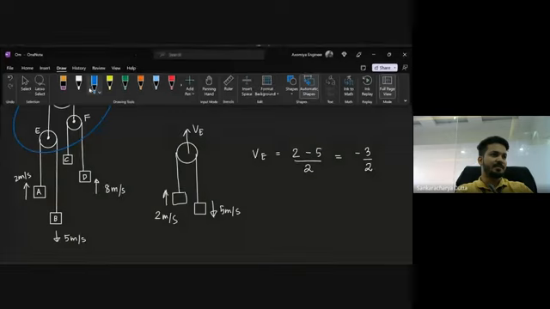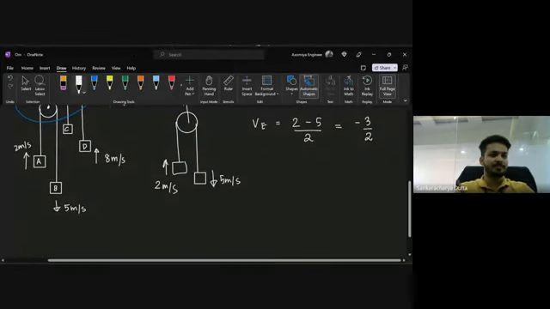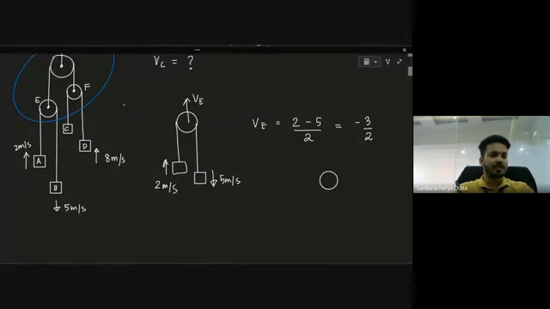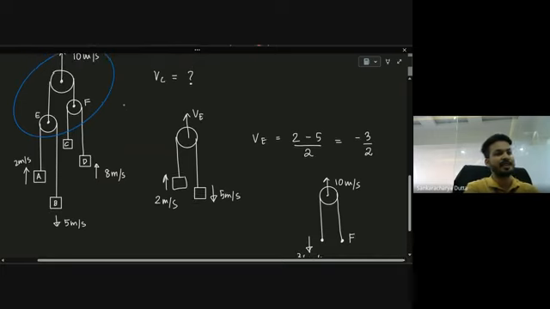In this new system, you have one pulley which is going up by 10 meter per second. This is connected to another end which is going down by 3 by 2 meter per second. How do I know this is 3 by 2? We just found out. And there is this other side which is connected to obviously F, that we need to find out. What is the velocity of that end F?